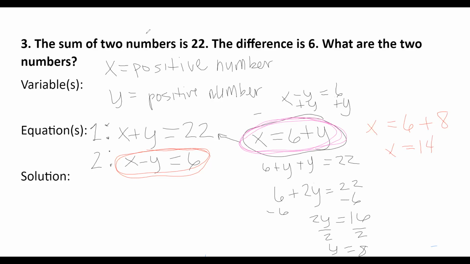And we can check our work. So it said the sum of two positive numbers is 22. So 14 plus 8. Would you look at that? That's 22. Not done. What's 14 minus 8? Would you look at that? That's 6. So that means that x is equal to 14 and y is equal to 8.